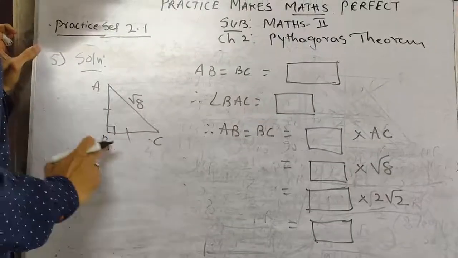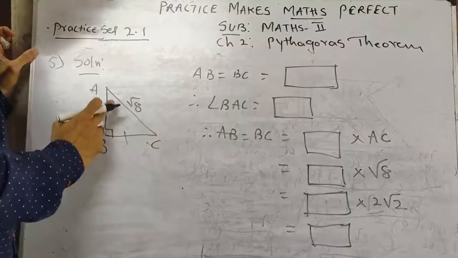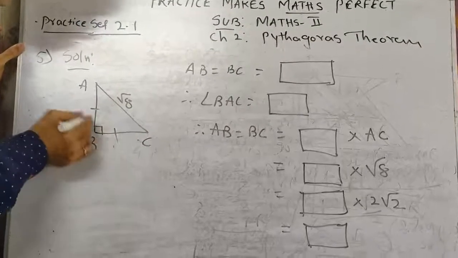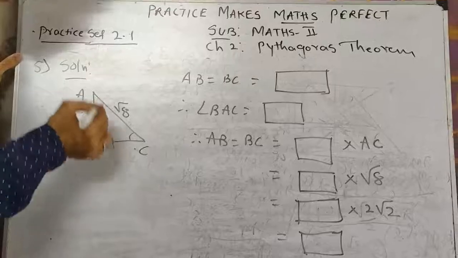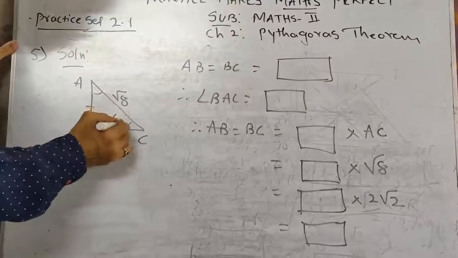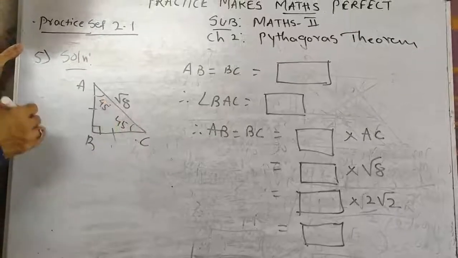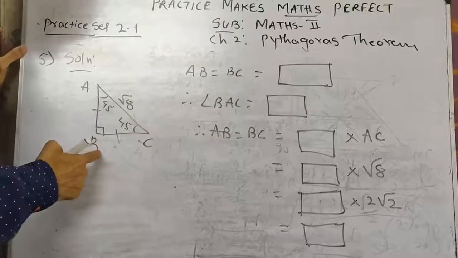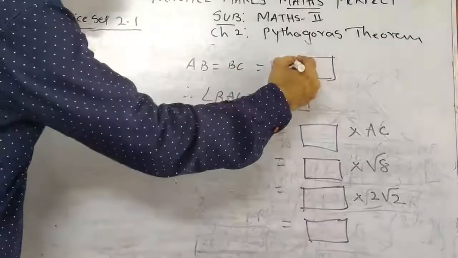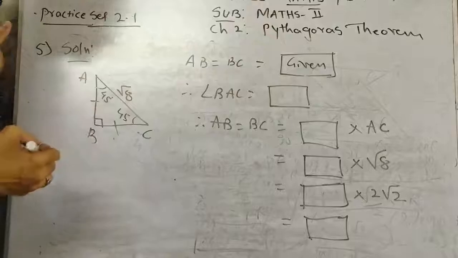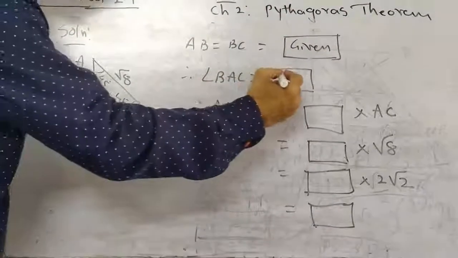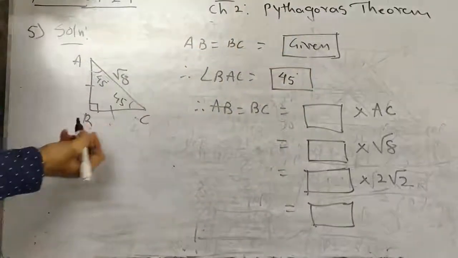Okay, triangle ABC, you can see it is a right angle triangle. Hypotenuse is root 8. Okay, these two sides are equal, meaning these two angles will be the same. You know, this will be how much? 45 degree. Okay, 45, 45, 90 triangle it is. So AB equal to BC. First box you will write given. Then angle BAC will be how much? 45 degree. Very easy sum it is.